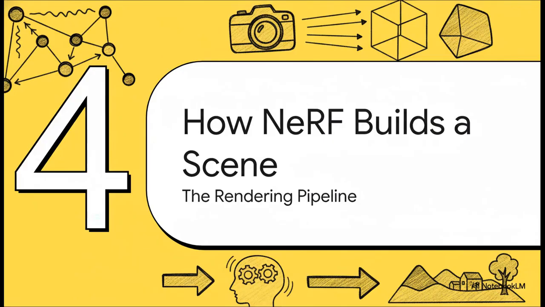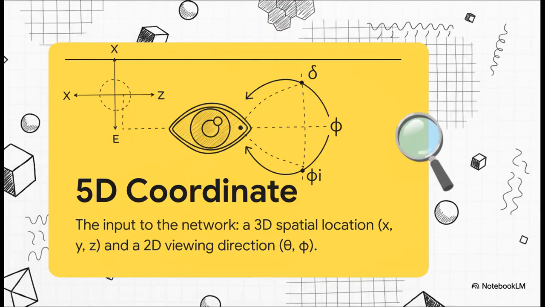Okay, so how does this thing actually learn and then rebuild a scene? It's a really elegant process, so let's break down how this trick works. It all starts with something called a 5D coordinate. Now that sounds complicated, but it's not. It just means we tell the network two really simple things. First, an exact location in 3D space, an XYZ coordinate. And second, the direction we're looking from. That's it. That simple pair of inputs is the key to everything.